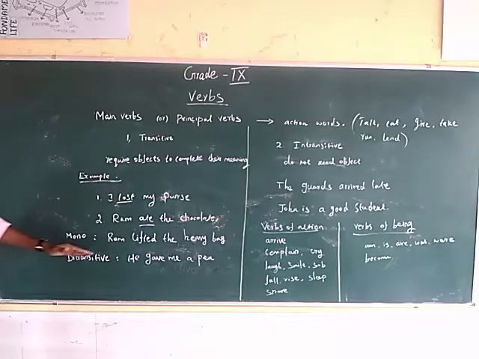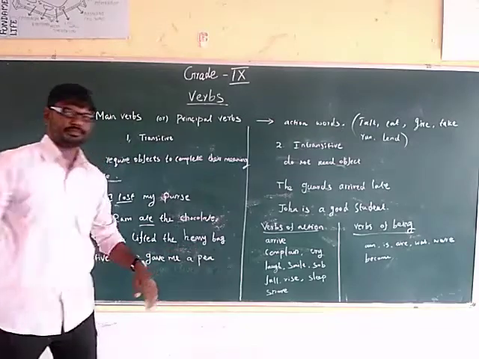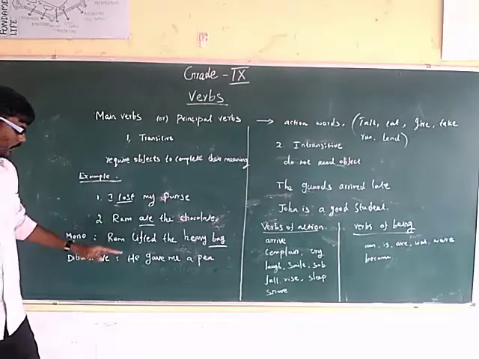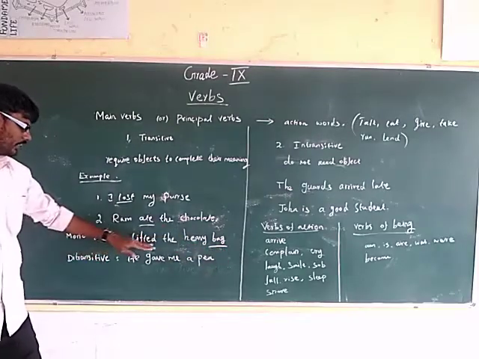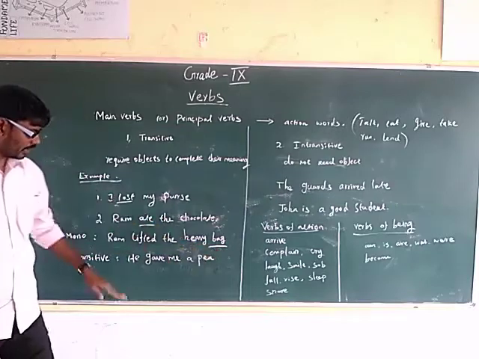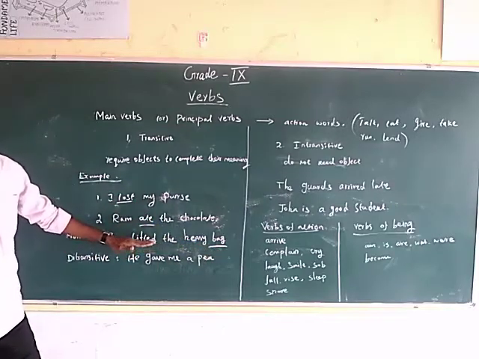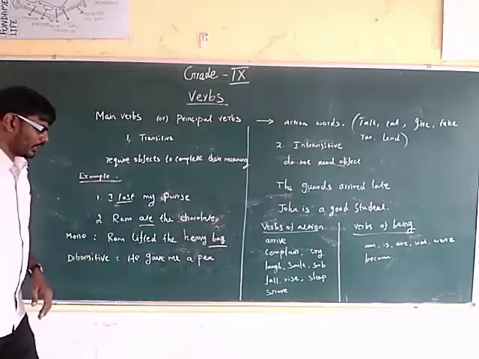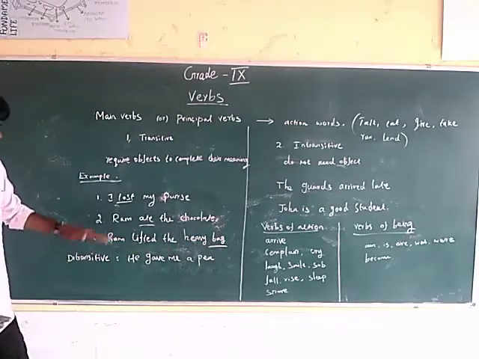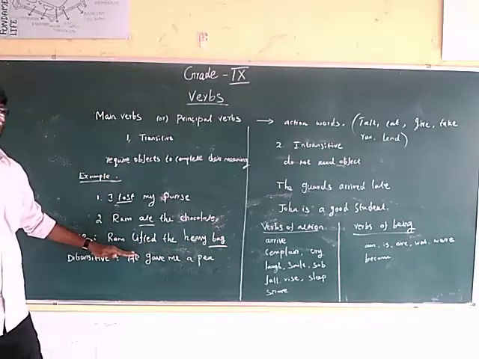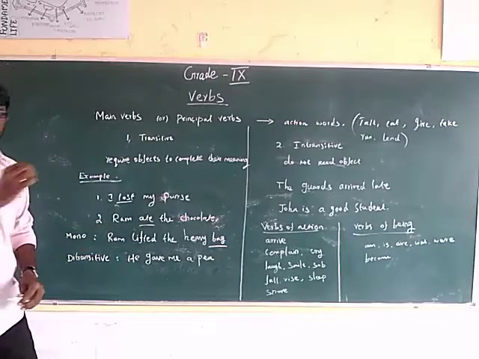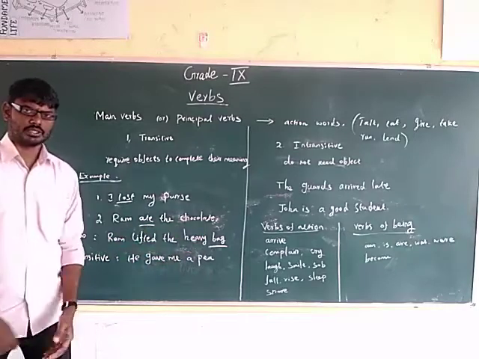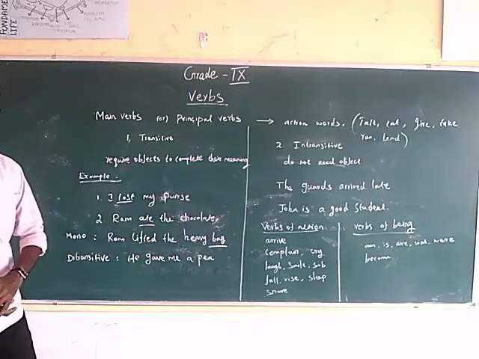For example, Ram lifted the heavy bag. Ram lifted what? Bag. So this is the object. Ram is the subject, lifted is the verb. This verb lifted takes the object bag. Without this object, this sentence will not give you the complete meaning. It doesn't make any sense. Ram lifted what? Bag. So it completes the sentence and gives the complete meaning.